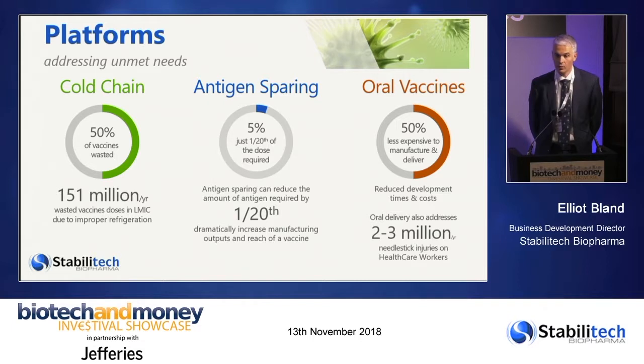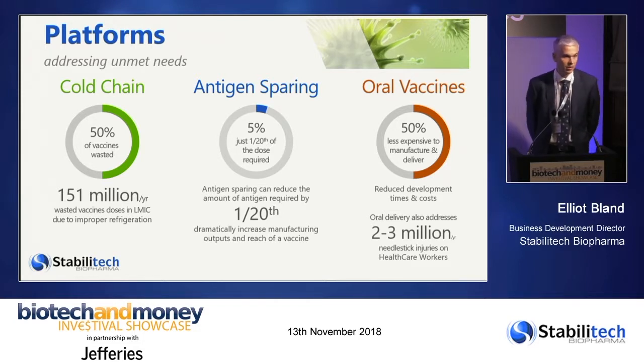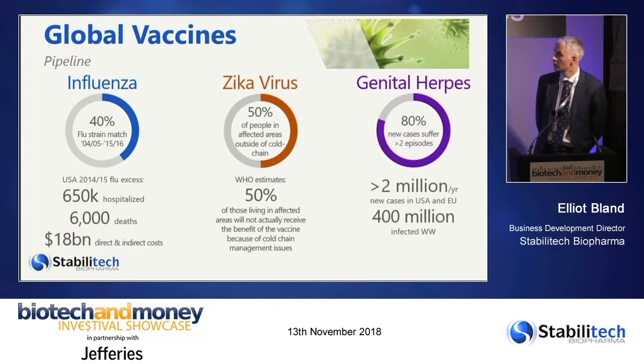And the final platform that we have is our oral delivery platform. It's a viral vector, a non-replicating viral vector that's delivered to the GI tract and can elicit an immune response just from an oral capsule or tablet. Oral delivery technologies significantly reduce the costs in terms of manufacturing and delivering at the actual site, and also speed up the manufacturing and research and development times. It also removes needles from the whole paradigm of delivering a vaccine, something that costs healthcare workers a lot of injuries.